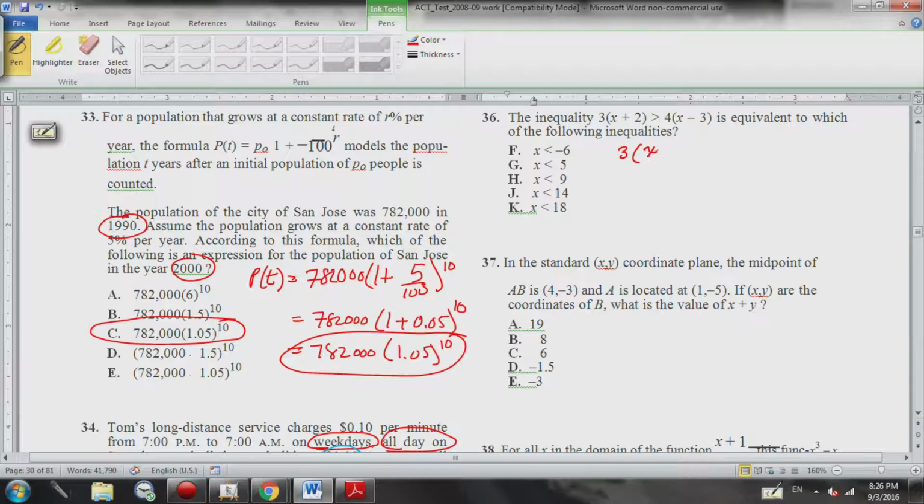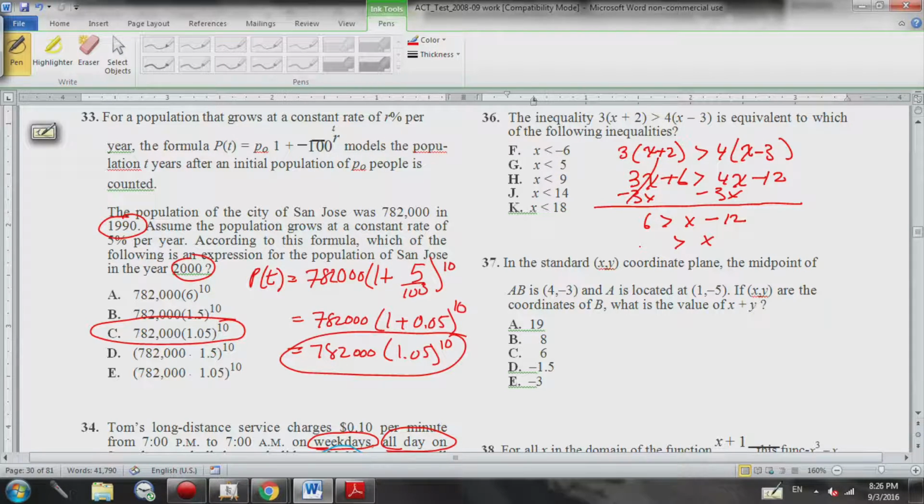3 times the quantity x plus 2 is greater than 4 times the quantity x minus 3. 3x plus 6 is greater than 4x minus 12. Be careful with the negative signs. And then I subtract 3x from both sides like this. I get 6 is greater than x minus 12. I add 12 to both sides. I get this.